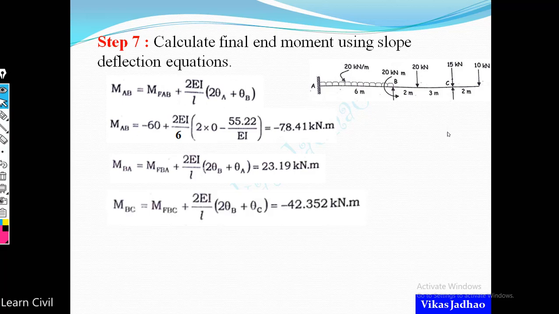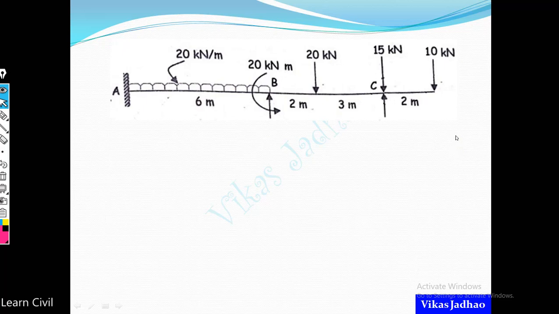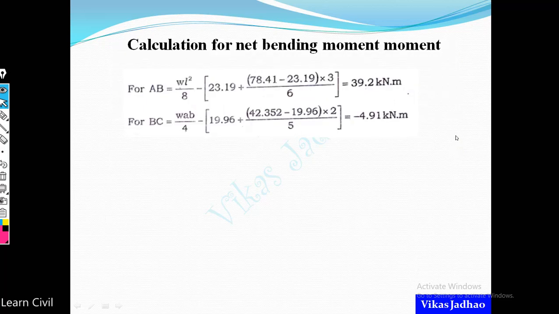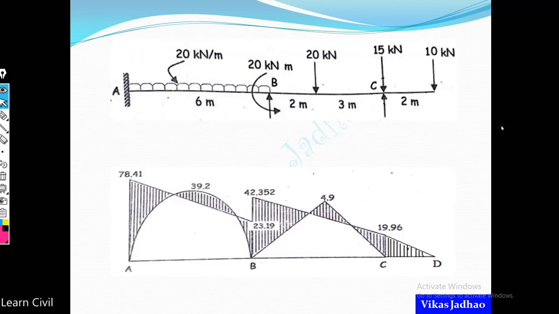Now we get MBC equal to minus 42.352 kilonewton meter and MCB equal to 19.96, or 20 kilonewton meter. The effective bending moments will be like this: for span AB it will be 39.2 kilonewton meter and for BC it will be minus 4.91 kilonewton meter, and the bending moment diagram for this particular continuous beam ABCD will be like this.